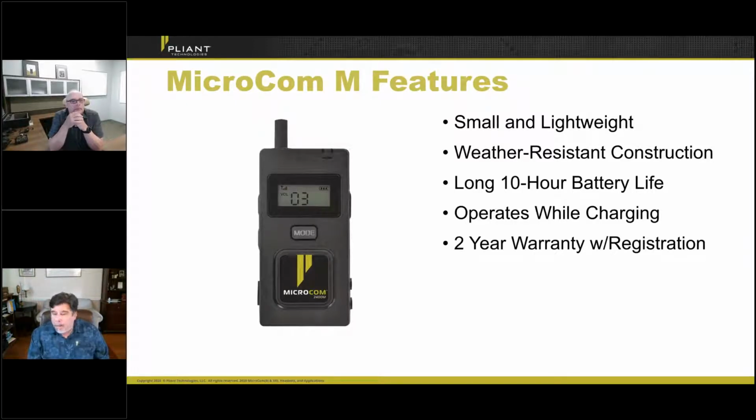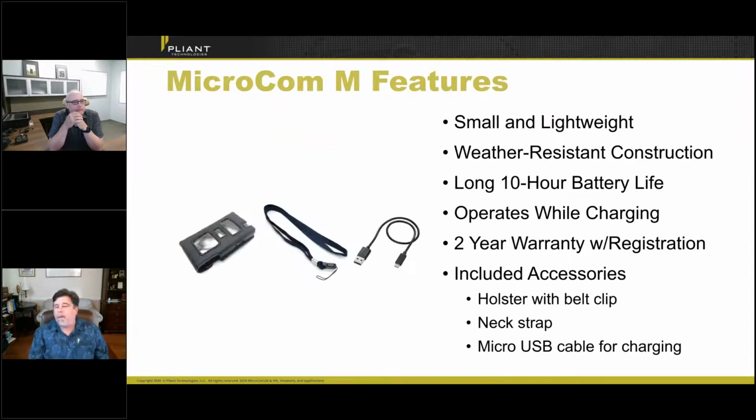It comes with a 2-year warranty. It's 1 year out of the box, and you register the product with us, and you gain another year of warranty. So you'll have up to 2 years once you register the product with Pliant. And it comes with some handy accessories. You have a holster that has the integrated belt clip on it. You have a neck strap if you choose to wear it around your neck while you're working.